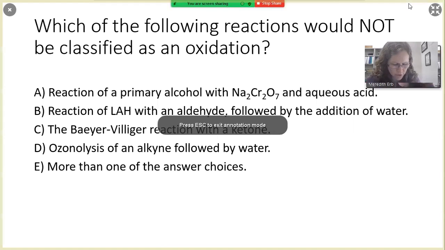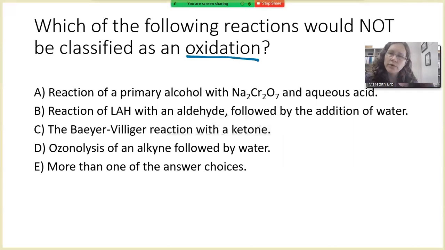All right, so first off, what is an oxidation? In organic chemistry, that's typically going from a fewer number of carbon to electronegative atom bonds to a greater number of carbon to electronegative atom bonds. Okay, so let's take a look at option A.